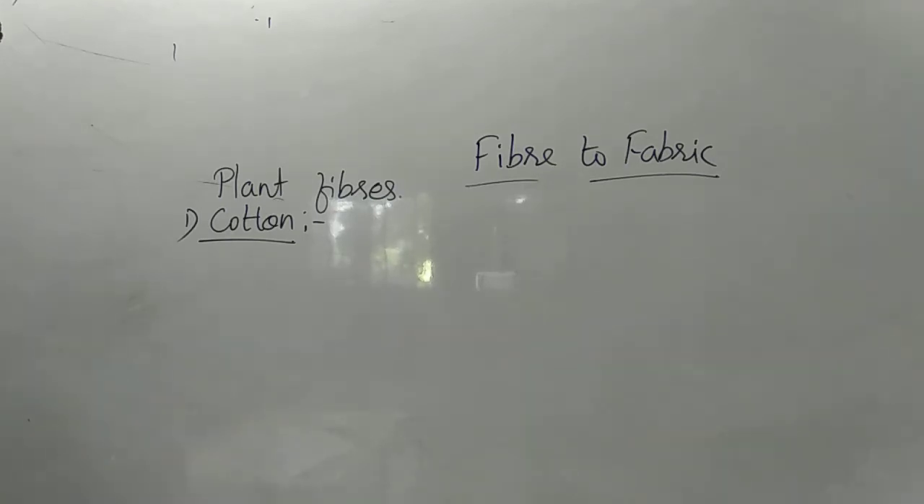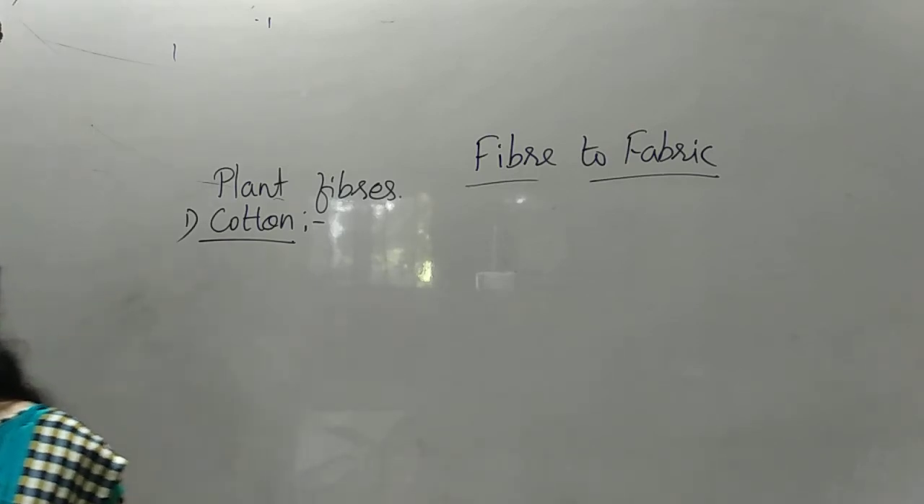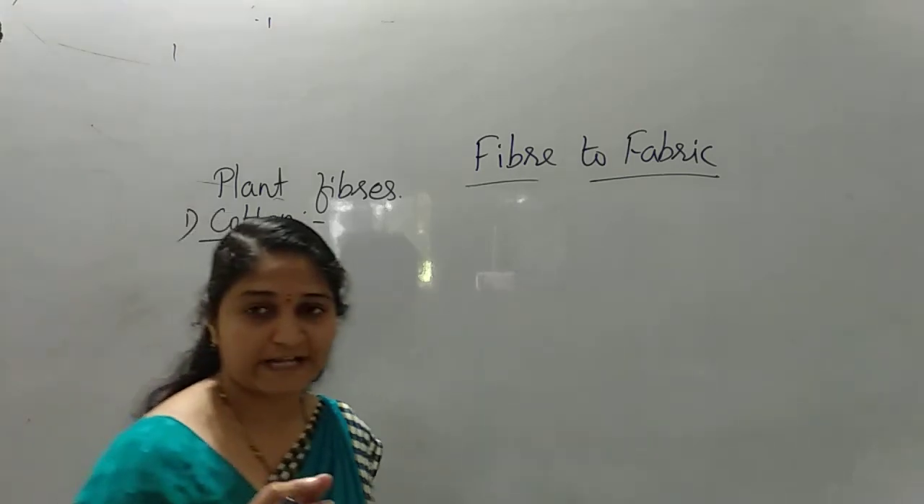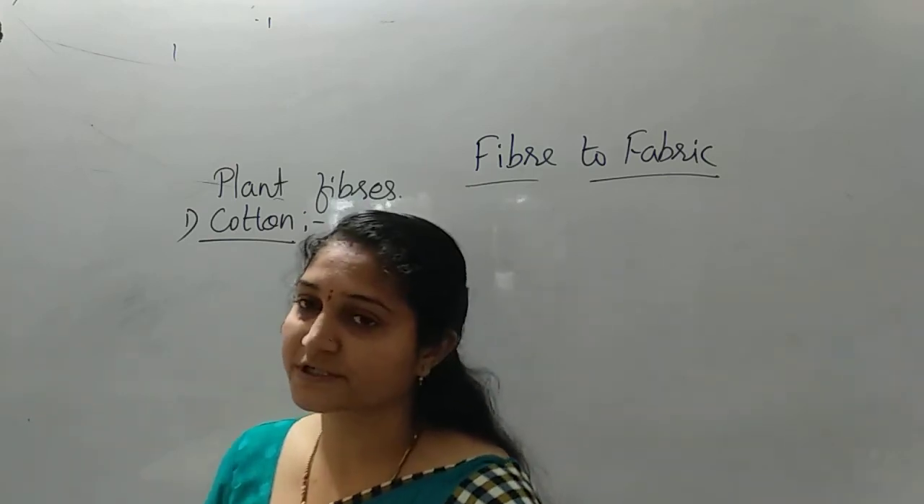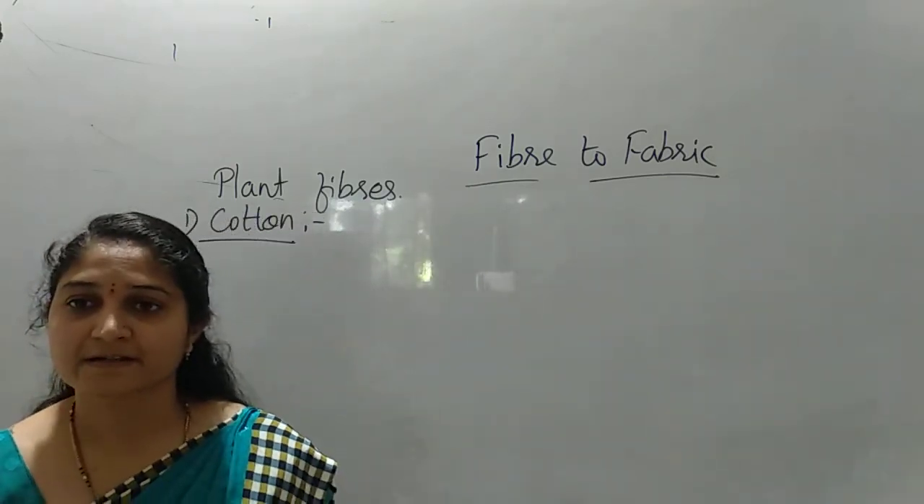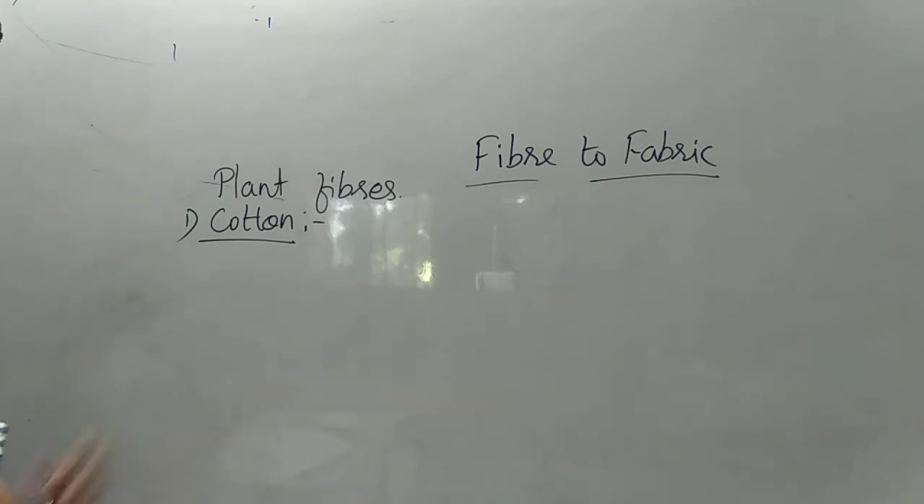We have seen that cotton is used for the wicks of our oil lamps. In your home, with the help of cotton we prepare wicks. Then for clothes we are using cotton, and even mattresses are filled with cotton. Beds, mattresses and pillows are filled with cotton, right? You all have seen this cotton.